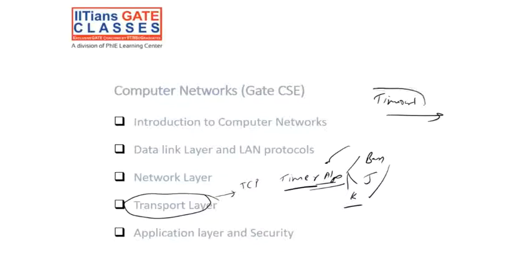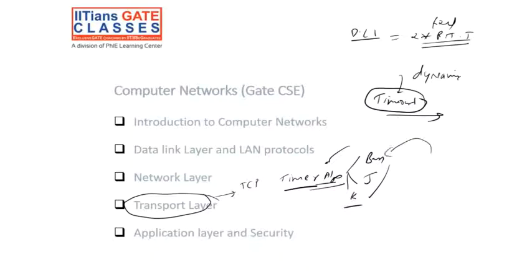In TCP, this timeout thing is dynamic. It's not static. In the data link layer, the timeout is always static, 2 into RTT. It's fixed in the data link layer, but not in TCP. So dynamically we are calculating, depending upon how much traffic it is, right? So some algorithms are there. On the basis of the algorithm, we calculate the timer.